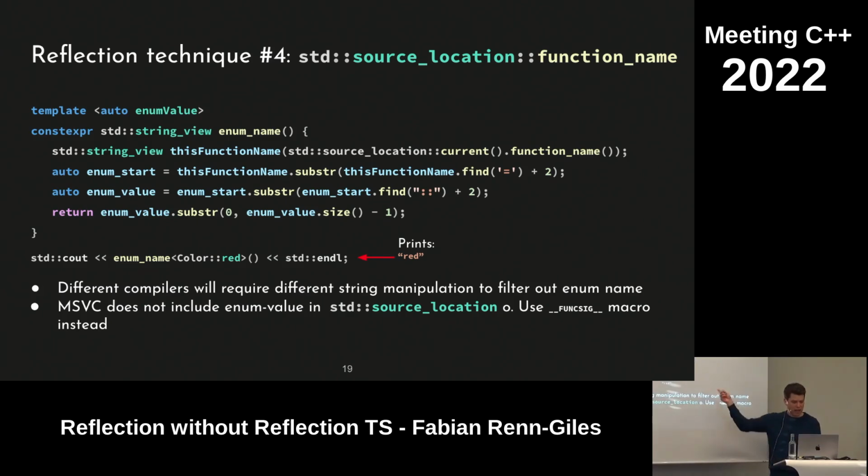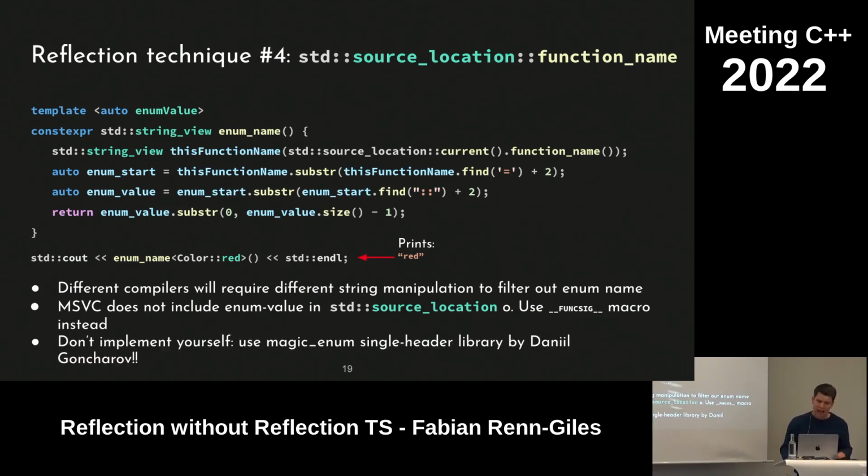MSVC doesn't have source_location function_name yet. In fact, only the very, very newest Clang version has function_name. So for all the Clang versions, there's __PRETTY_FUNCTION__, which does the same thing. And for MSVC, use __FUNCSIG__, which does the same thing. And don't ever implement this yourself.